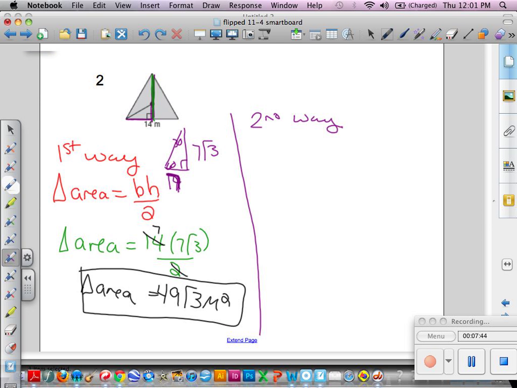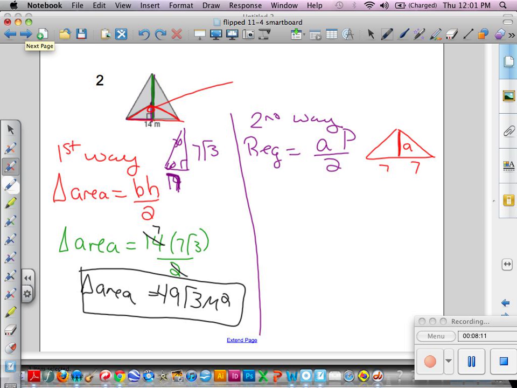You could have done it with the regular polygon formula, where you did the apothem times the perimeter divided by 2. And then you would have to go and pull this triangle out. Pull that triangle out. That's your apothem, that's your A. 7 and 7 on each side. The central angle is going to be 120. 360 divided by 3 would be 120. So then this is going to be 60, and that's going to be 60.